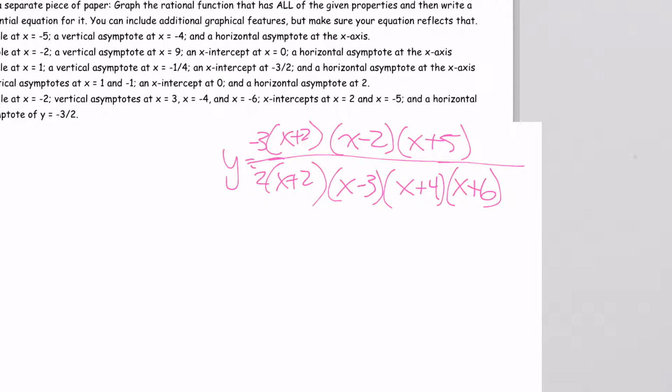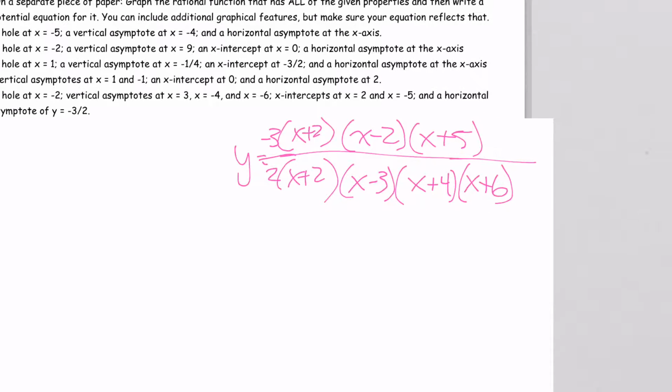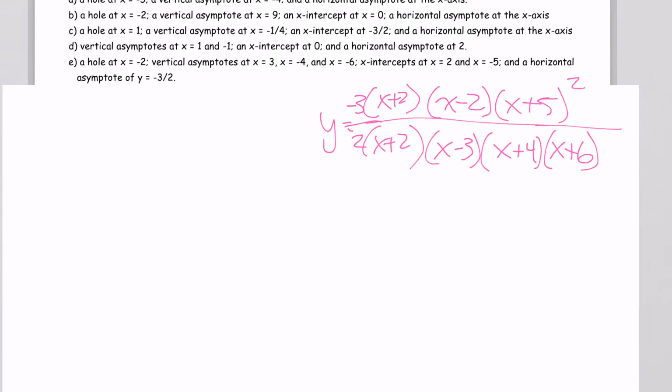All right, does this do it, though? That's the question. No, it does not, because the degree of the numerator is currently 3, the degree of the denominator is currently 4. The degrees need to agree if we want the coefficients, negative 3 halves, to be our horizontal asymptote. So what do? Well, I've got 3 in the top and 4 in the bottom, so I need an additional factor in the top. So let's just square one of these. Okay, so x plus 5 squared.